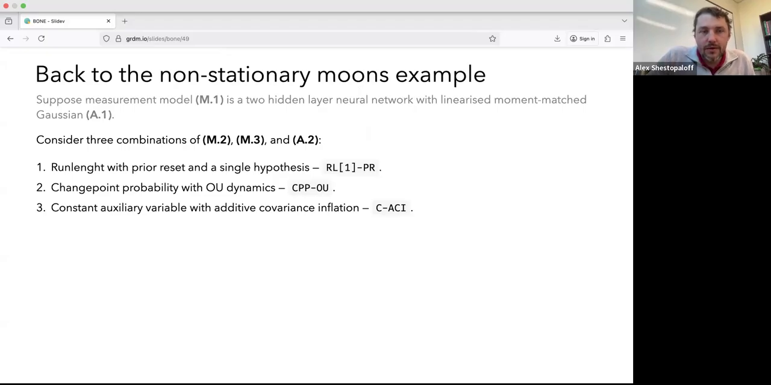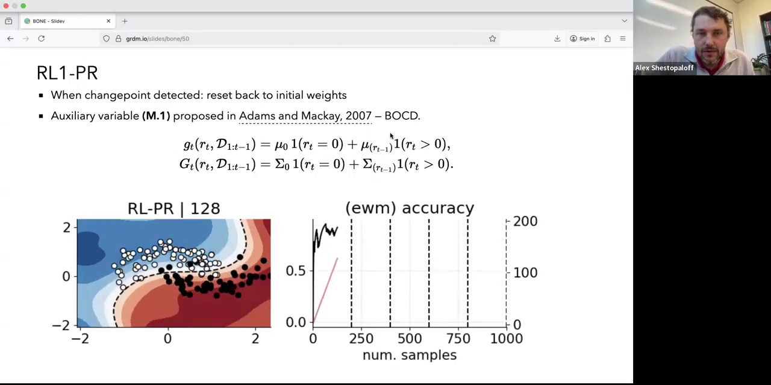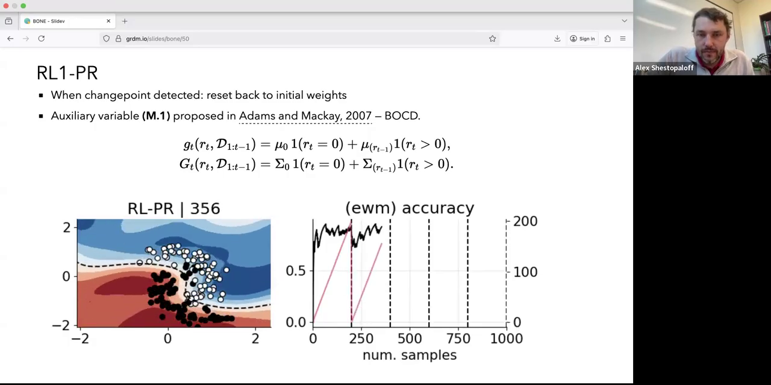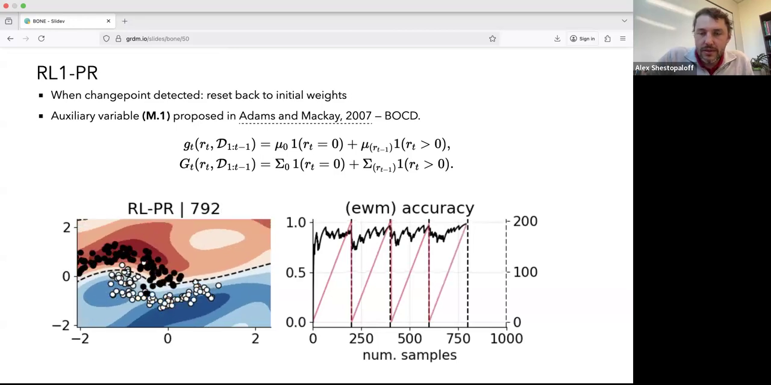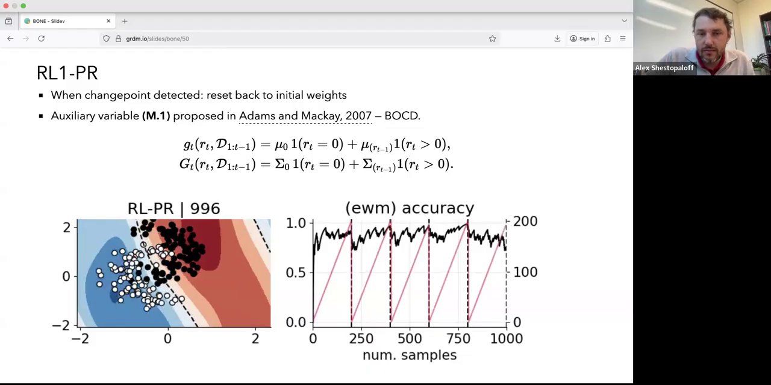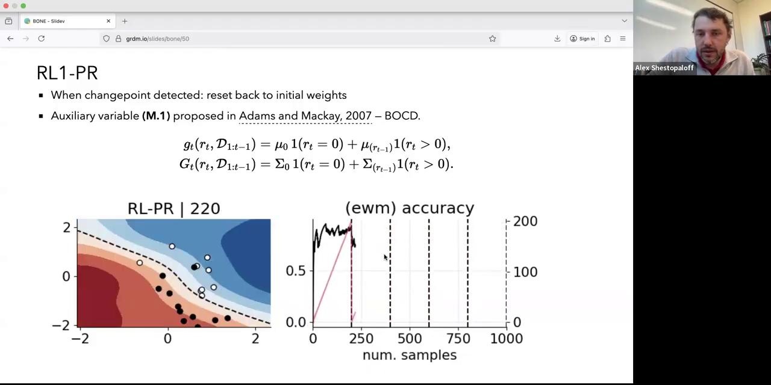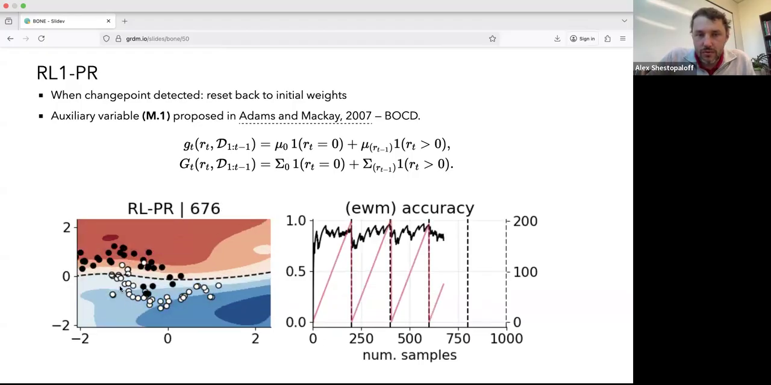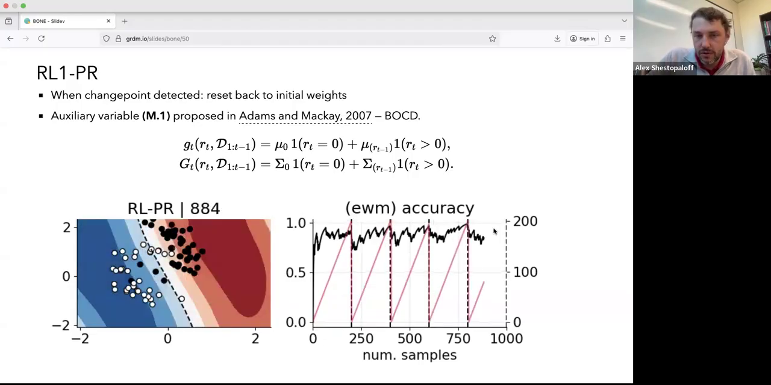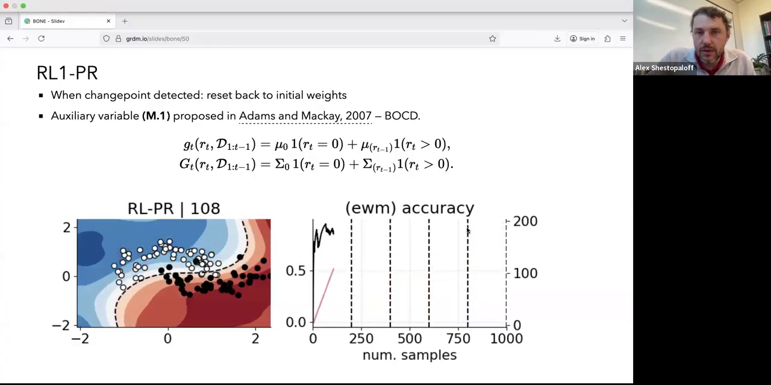So if we come back to our non-stationary moons example and apply BONE to it to see how it can handle changes over time with different choices of combinations of M2, M3, and A2, we can look at this as follows, right? So here we go. Right now we can see that resetting back to initial weights actually works pretty well, because there's enough data in each block that starting to learn from scratch is acceptable. We can quickly figure out what a new boundary is, and it's okay to forget it before switching to a new data stream. Okay.